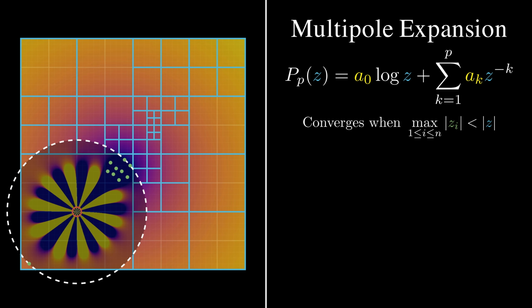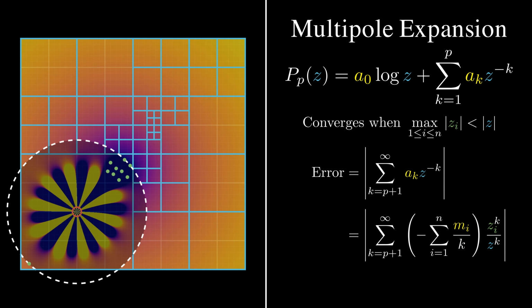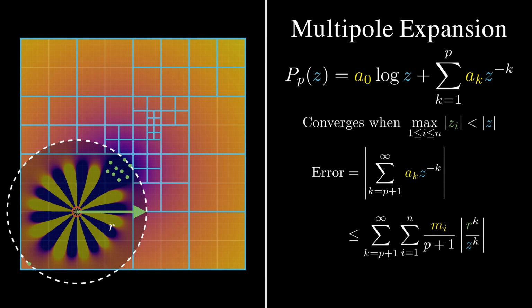Outside the radius of convergence, we can find a rough bound for the error of our multipole expansion. This is going to be caused by all the terms we cut off, so from p plus 1 to infinity. To make this bound look somewhat cleaner, we can do 2 things. First, if we let r be the radius of the cluster, which is also our radius of convergence, then the magnitude of zi is always going to be less than or equal to r, so we can replace the positions of individual source points with r. Also, this division by k is preventing us from collecting terms together, so let's just replace it with p plus 1. This will increase the bound, but as we'll see, it's not the most important part of it anyways.